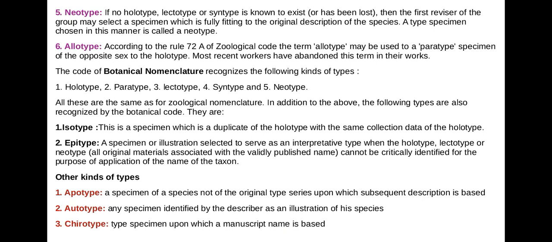Allotype. According to Rule 72A of the zoological code, the term allotype may be used to designate a paratype specimen of the opposite sex to the holotype. Most recent workers have abandoned this term in their works.